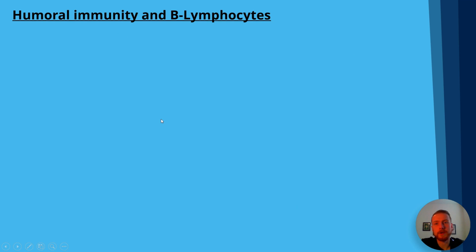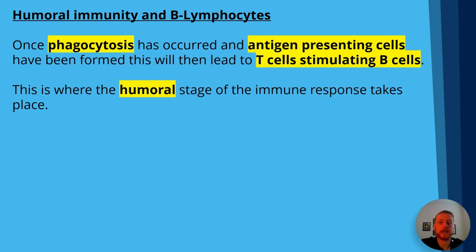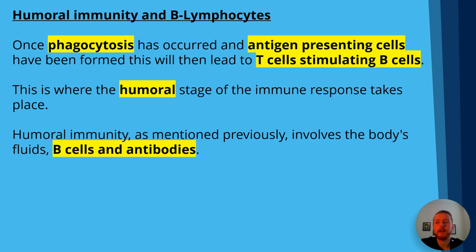So humoral immunity and B lymphocytes. Well, once phagocytosis has occurred and antigen-presenting cells have been formed, this will lead to T cells stimulating B cells. This is where the humoral stage of the immune response takes place. And humoral immunity, as mentioned previously, involves the body's fluids, B cells, and antibodies.